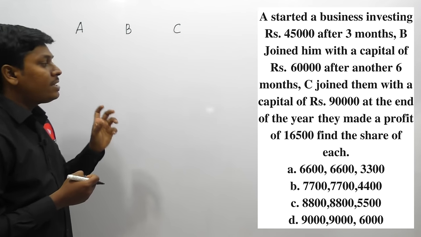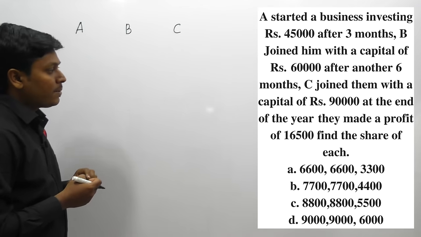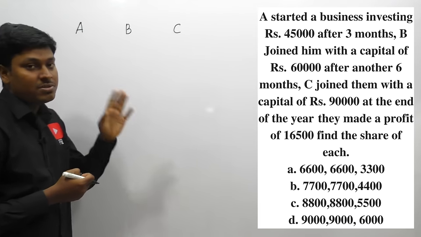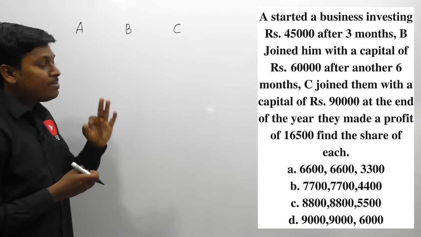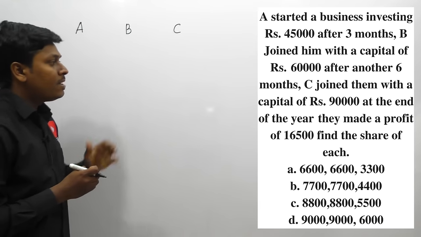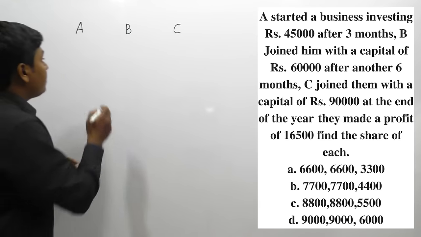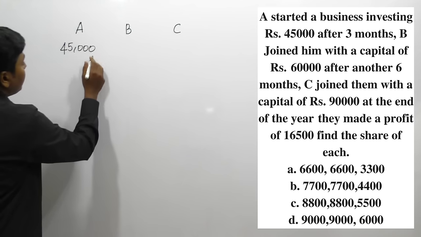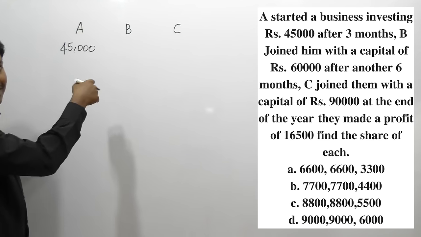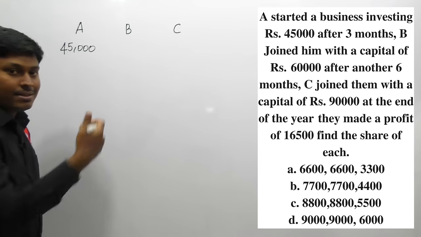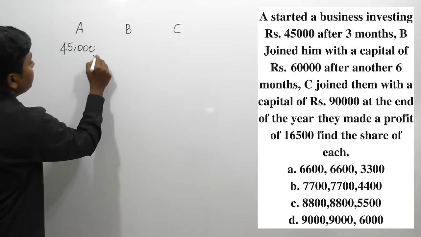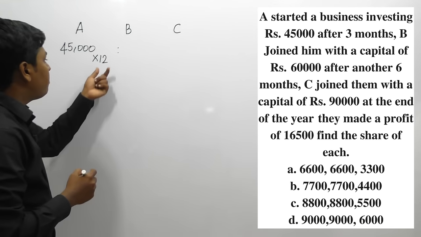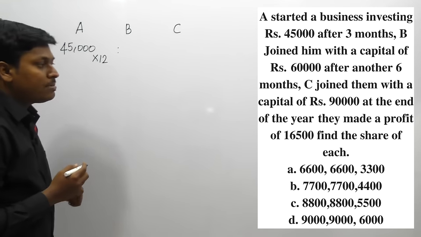So we need to find the share for each person, right? So friends, one of the most important questions, the concept of the question is most important, right? There are 3 persons in a business, that is A, B, C. A is starting a business with the investment of 45,000. So we can say that the person A is investing 45,000, and we can surely say that from the starting till the end, the person A will be in the business. So into 12. This 12 indicates 12 months, 1 year, right? For the complete 12 months, the person A will be in the business.